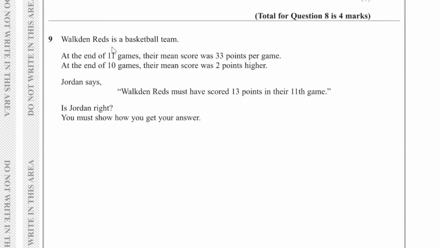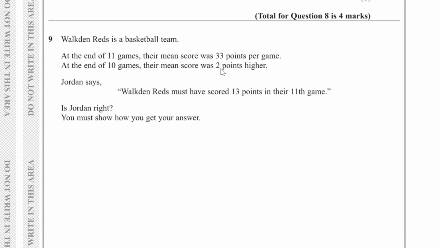Question 9. Walkden Reds is a basketball team. At the end of 11 games, the mean score was 33 points per game. At the end of 10 games, the mean score was 2 points higher. Jordan says Walkden Reds must have scored 13 points in their 11th game. Is Jordan right? You must show how you get your answer.